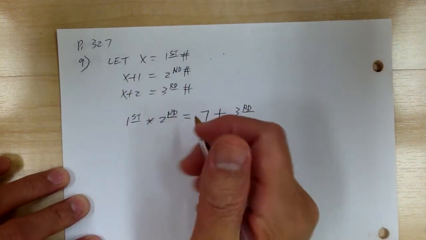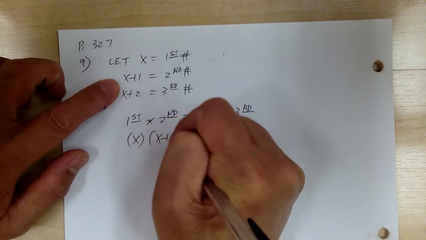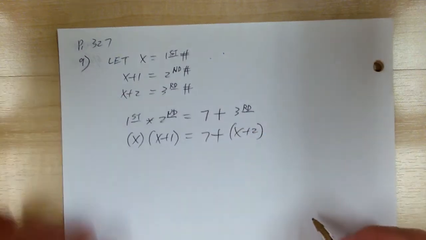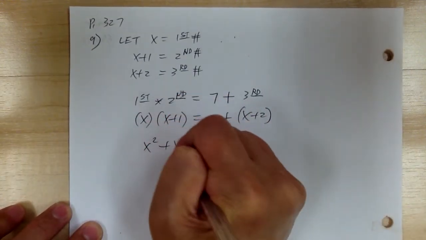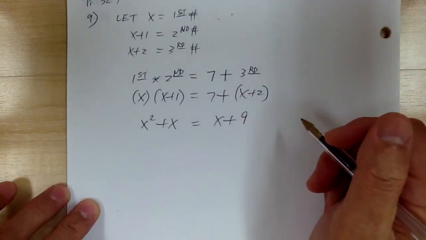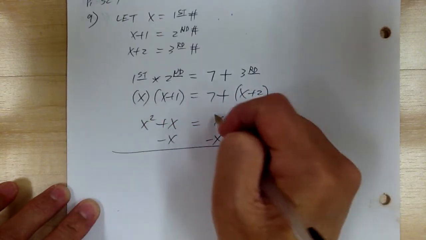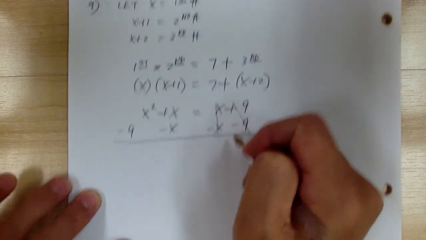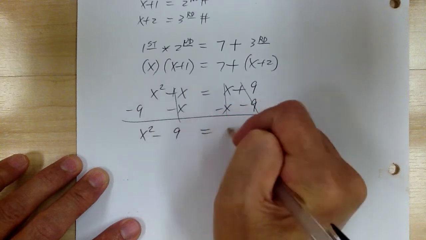Now you worry about substituting. So you got x, that's the first number, second is x plus 1, and the third is x plus 2. So now let's go and work it out. So you got x squared plus x equal to x plus 9. So that's going to make it equal to 0. So minus x to cancel it out. Minus 9. Okay, so to cancel out. And this will cancel out. So you got x squared minus 9 equal to 0.